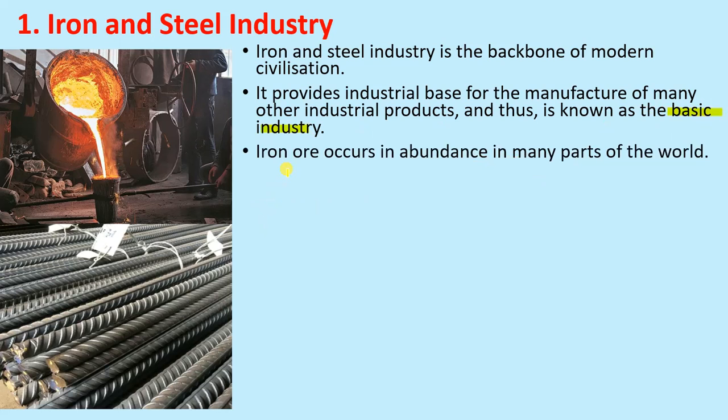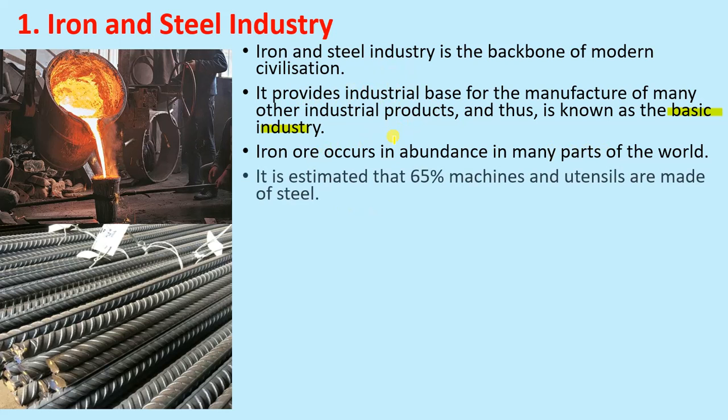Iron ore occurs in abundance in many parts of the world, as iron is obtained from iron ore. Mainly two iron ores are there, magnetite and hematite. It is estimated that 65% of machines and utensils are made up of steel. So you can understand how much importance iron has for the industrial development of any country. For all countries, the iron and steel industry is very important.